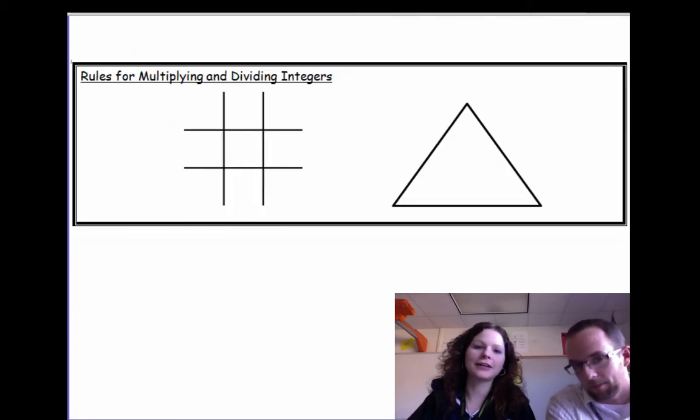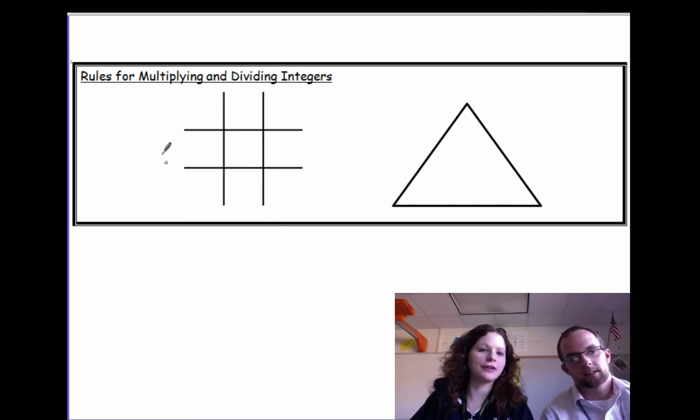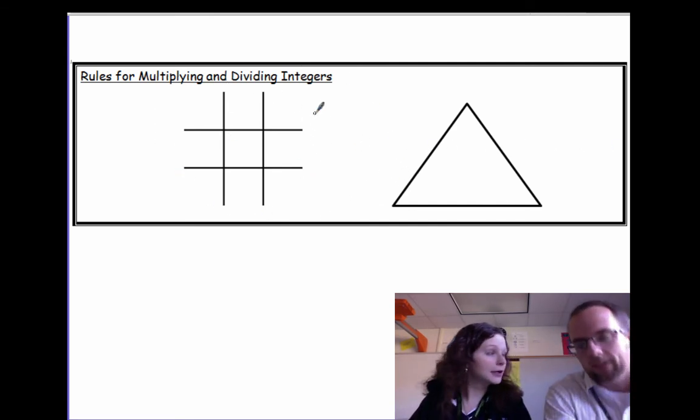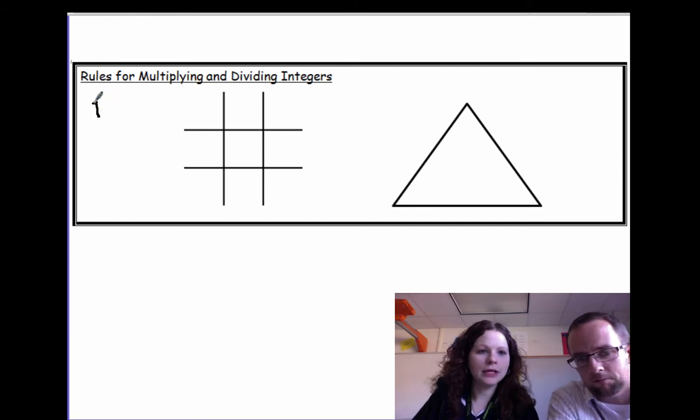Okay. All right. So we got to multiply and divide. Okay, so let's learn how to multiply and divide. Do you want to go over your favorite, which is the tic-tac-toe board? Oh, yeah. Well, it's easy to remember your multiplication rules when you draw a tic-tac-toe board. And all you need to do is write two different letters. All right, you write a P and you write an N. P stands for positive, N stands for negative.